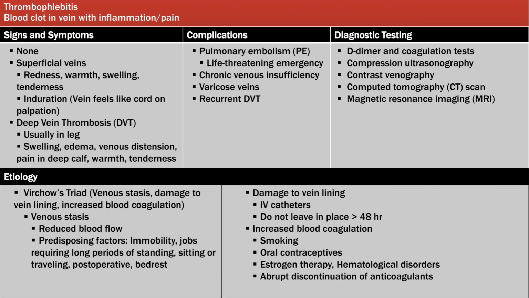Virchow's triad: venous stasis, reduced blood flow, with predisposing factors such as immobility, jobs requiring long periods of standing, sitting, or traveling, and postoperative bed rest. Damage to vein lining: do not leave IV catheters in place longer than 48 hours. Increased blood coagulation: smoking, oral contraceptives, estrogen therapy, hematological disorders, and abrupt discontinuation of anticoagulants.